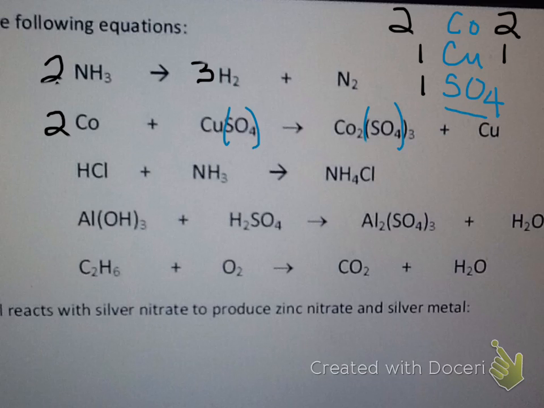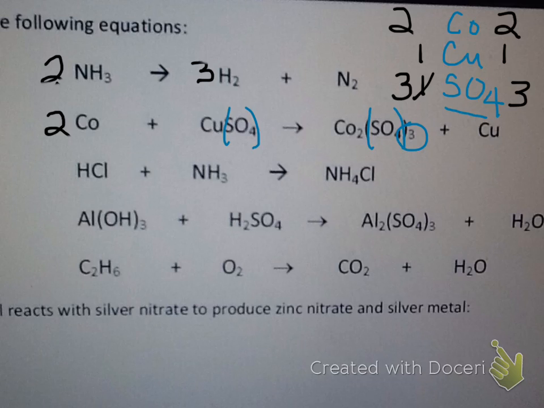How many do we have on the right? How many SO4 units on the right-hand side of the equation? Do you notice outside of the parentheses there's a 3 there? We have 3 sulfates. So are we balanced on sulfates? No. We need to balance up. We need to change this 1 to a least common multiple, or we need to change it to 3.